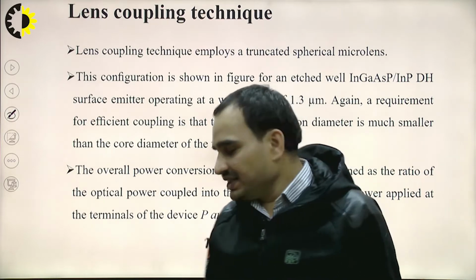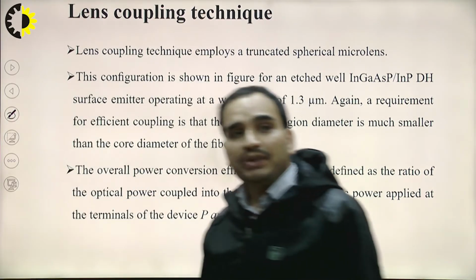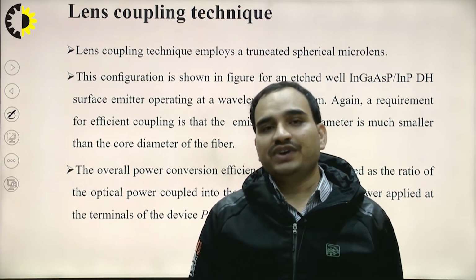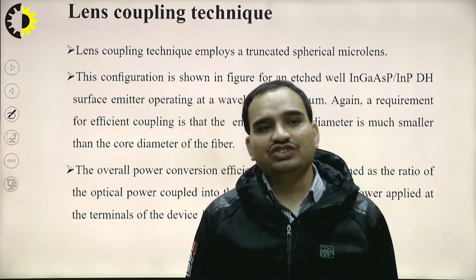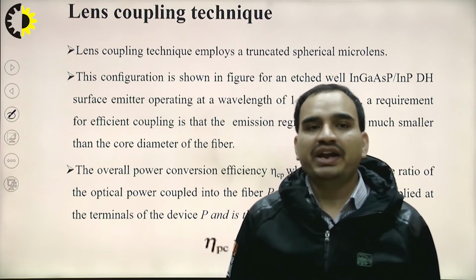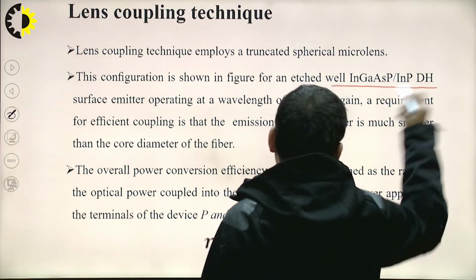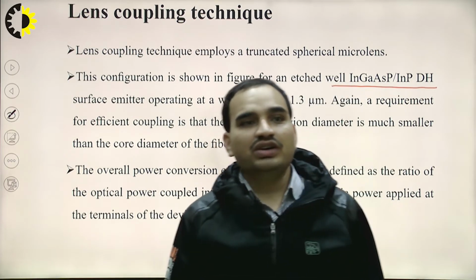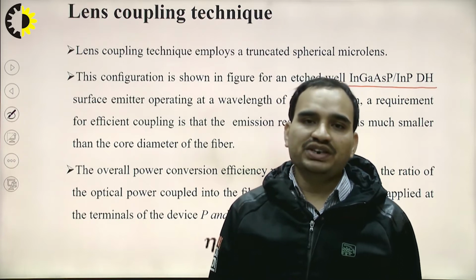So let's discuss the lens coupling technique. The lens coupling technique employs a truncated spherical micro lens, as we have seen in the figure. This configuration is shown in the figure from an edge-emitting indium gallium arsenide phosphide or indium phosphide device with a double heterojunction, the surface emitting operating at a wavelength of 1.3 micrometers.